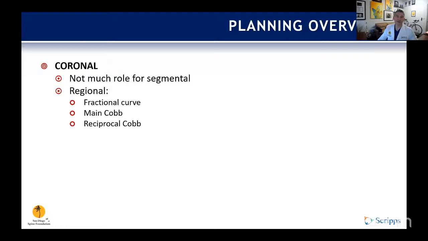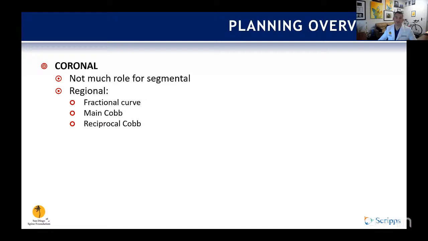So when it comes to the coronal plane, there's not much role for the segmental realignment. When in deformity surgery, I think there's a huge role for it when you're treating an individual segment. So if you're just doing an L3-4, I think how you align that matters. But if you're doing it in the context of deformity surgery, it doesn't matter that much because you just want to put the head over the pelvis.